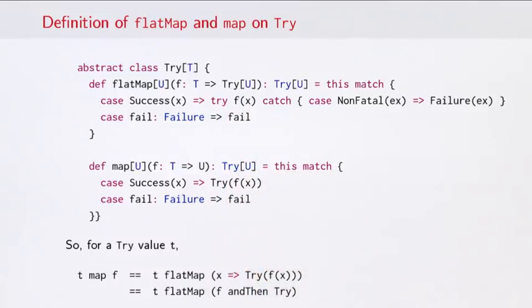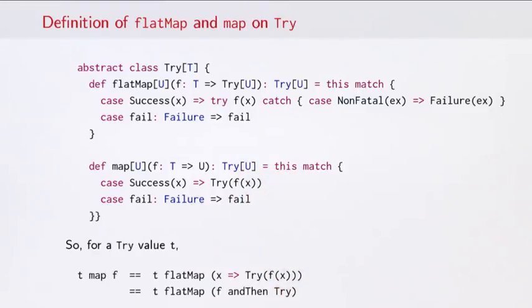That would give us the result value. But on the other hand, if the function f itself throws an exception, which is not fatal, then let's package this up in a failure value, because there's the principle that we will never leak non-fatal exceptions from a Try computation. On the other hand, if we started out with already a failure and an exception, then that gets propagated into the result and returned here.